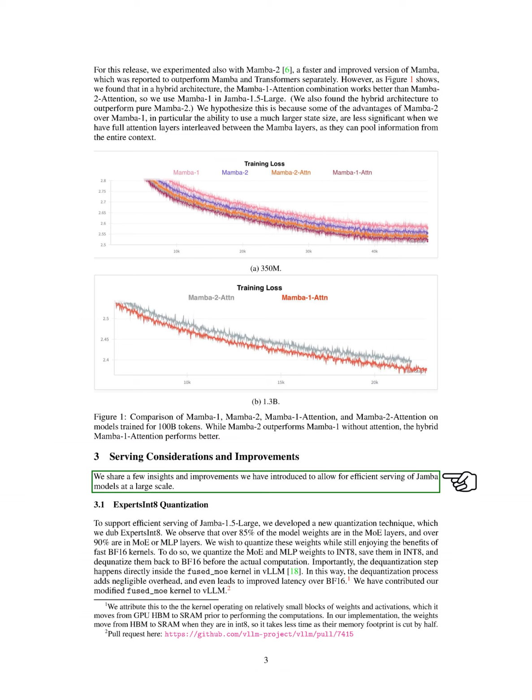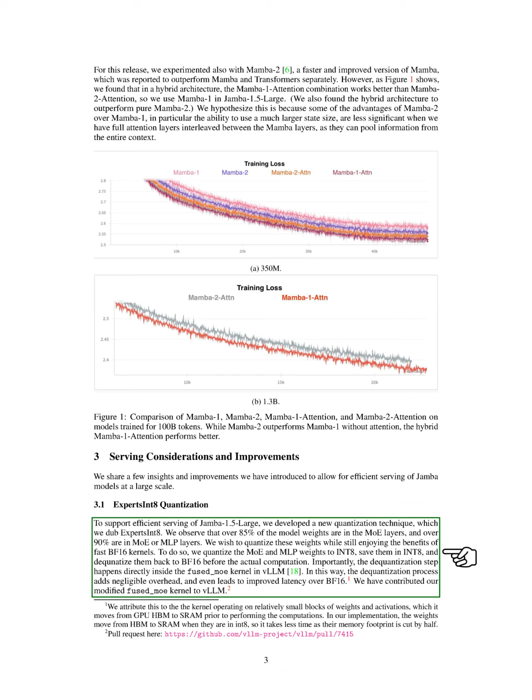We also share insights on serving Jamba models efficiently at scale. To support Jamba 1.5 Large, we developed a new quantization technique called Experts int8. We found that over 85% of the model weights are in the MoE layers, and over 90% are in MoE or MLP layers. Our approach quantizes these weights to int8 while maintaining the benefits of fast BF16 kernels. The dequantization occurs within the fused_moe kernel, adding minimal overhead and even improving latency compared to BF16.